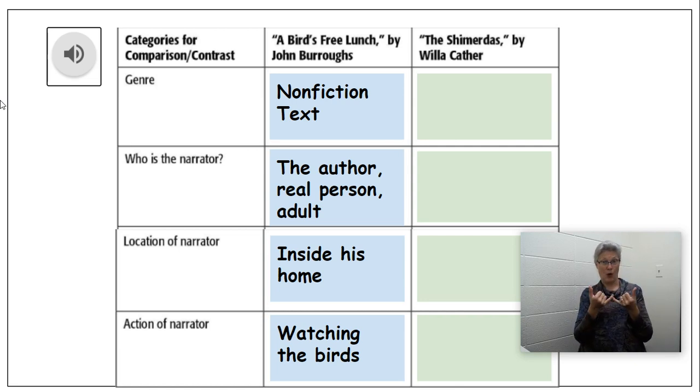Now what I would like you to do is compare the text with the Shimerdas. In the green boxes, I would like you to compare the genre, who's the narrator, location of the narrator, and the actions of the narrator. Feel free to re-listen to the stories if you need to.